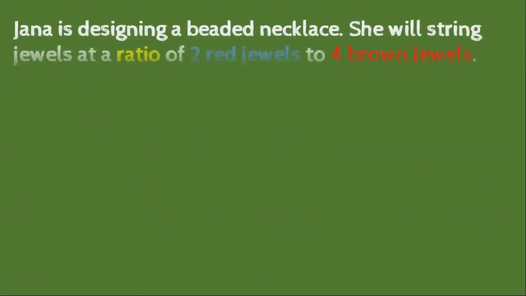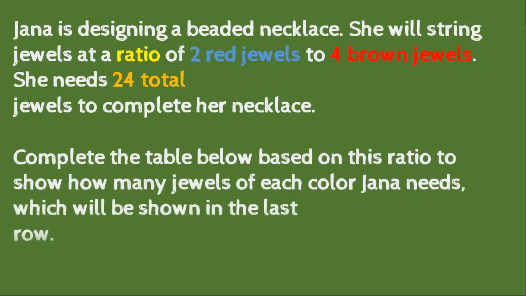Jenna is designing a beaded necklace. She will string jewels at a ratio of 2 red jewels to 4 brown jewels. She needs 24 total jewels to complete her necklace. Complete the table below based on this ratio to show how many jewels of each color Jenna needs, which will be shown in the last row.